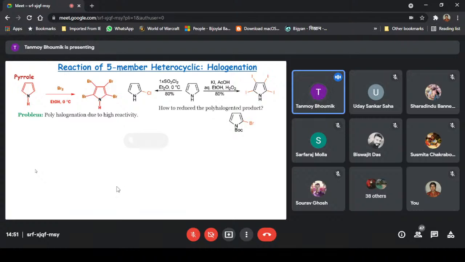Otherwise there would be a lot of polyhalogenated product, but here whenever you substitute the nitrogen proton with any kind of electron withdrawing group like Boc and others, then what happens?